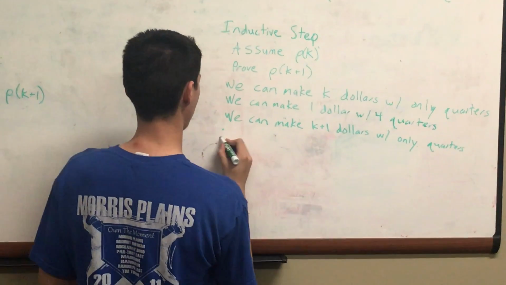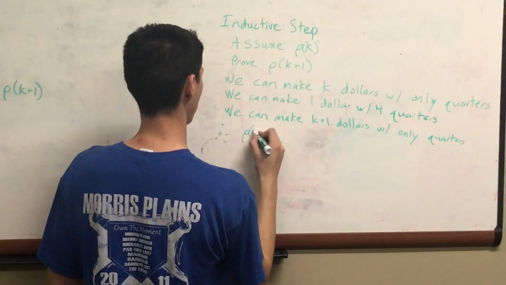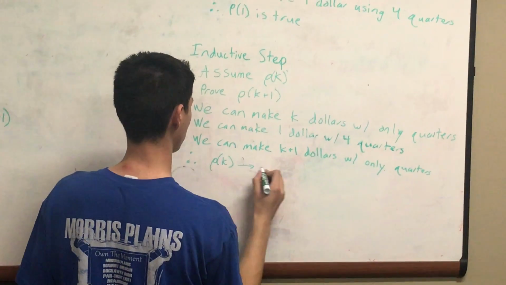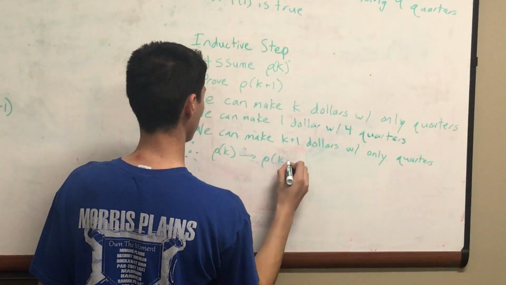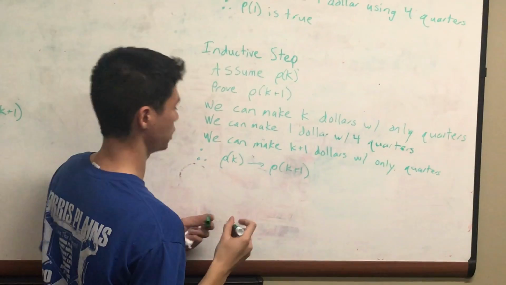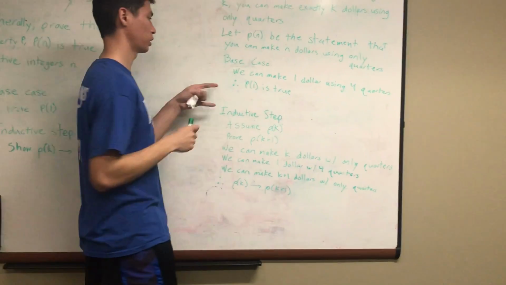And therefore, P of k implies P of k plus 1. That completes the inductive step, and that completes the inductive proof.